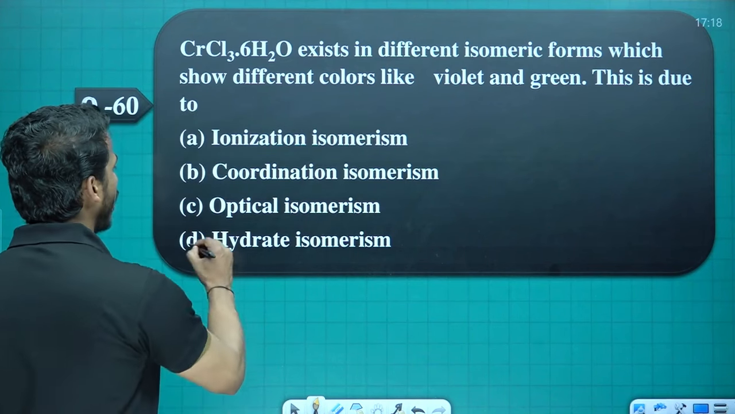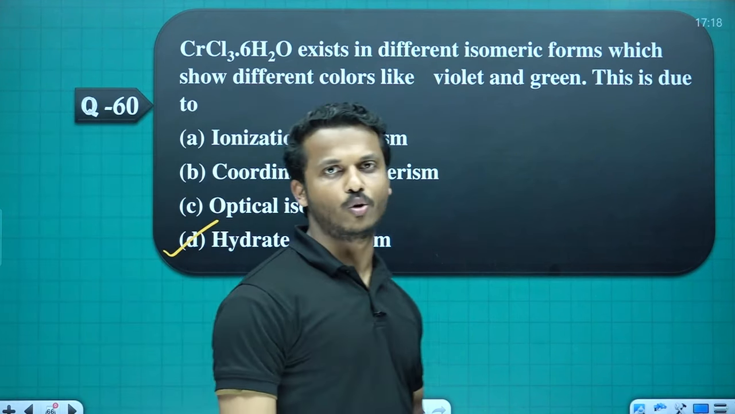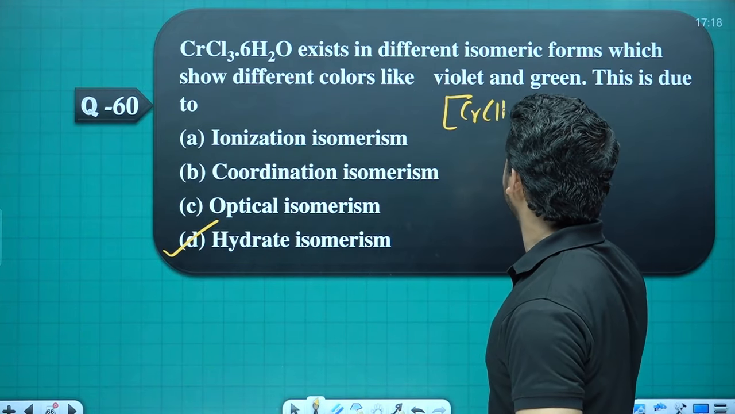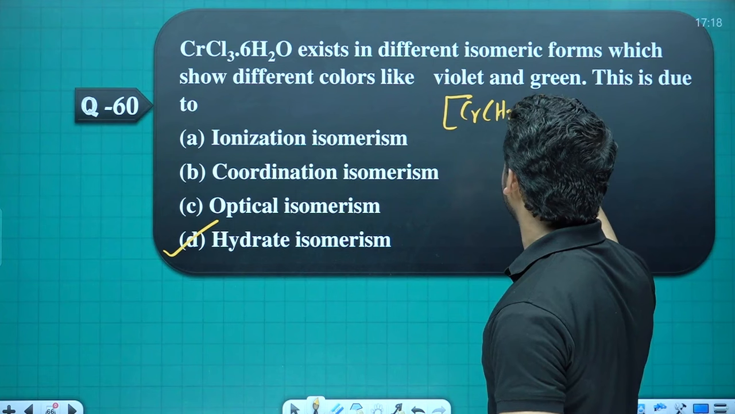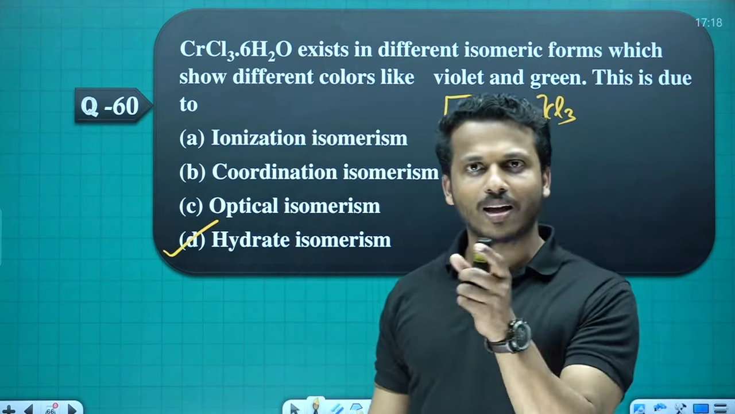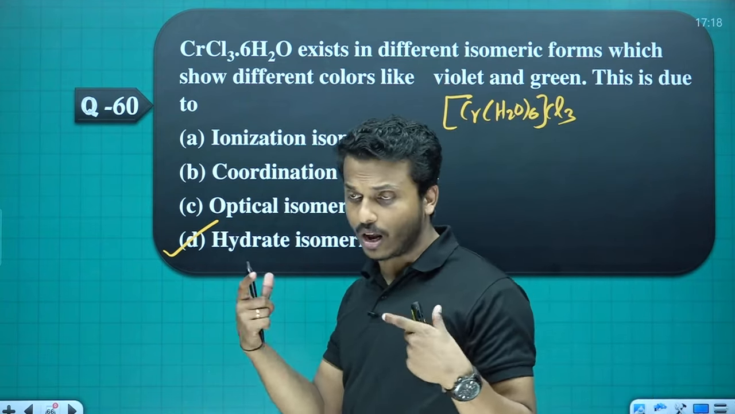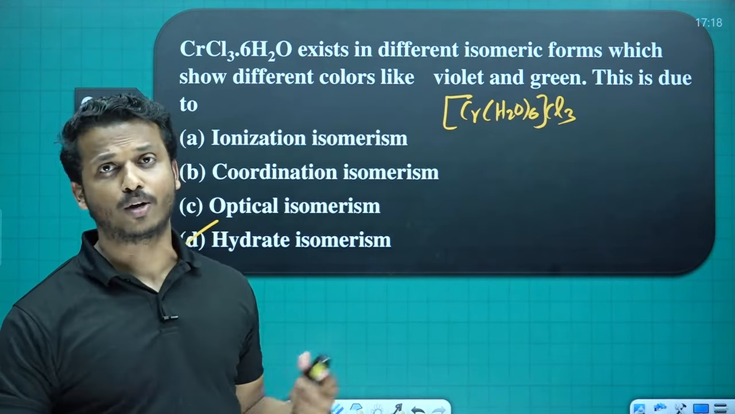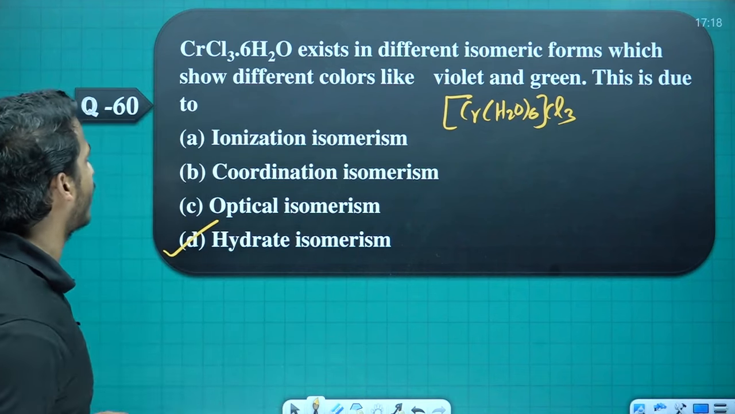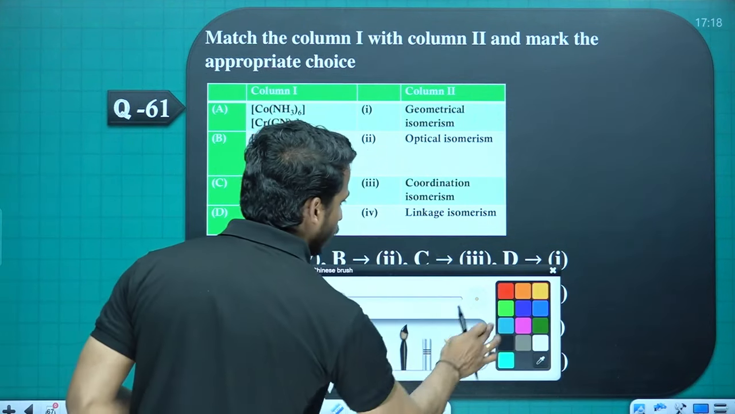This is due to what? Hydrate or solvation isomerism. I just discussed now the complex: Cr(H2O)6Cl3, violet color. If H2O is outside, gray-green, dark green. The different colors of these compounds are because of the presence of H2O ligand in different numbers. That is hydrate isomerism.